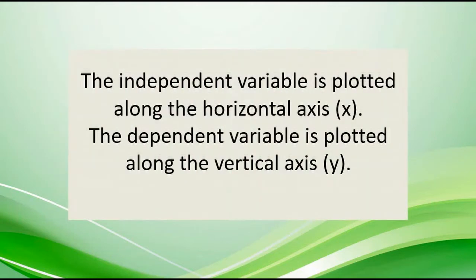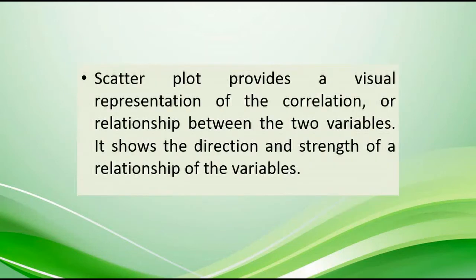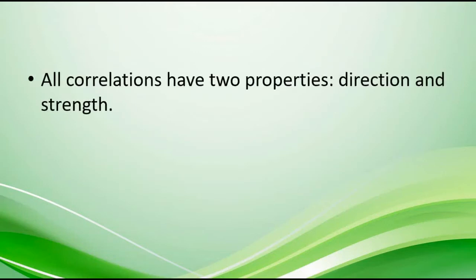The independent variable is plotted along the horizontal axis or x. The dependent variable is plotted along the vertical axis or y. A scatter plot provides a visual representation of the correlation or relationship between the two variables. It shows the direction and strength of the relationship of the variables. All correlations have two properties: direction and strength.